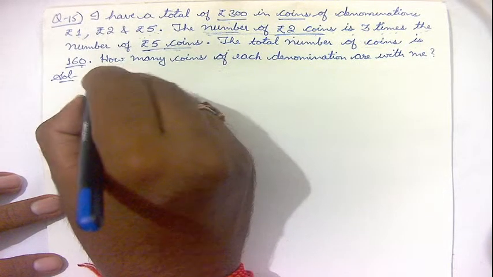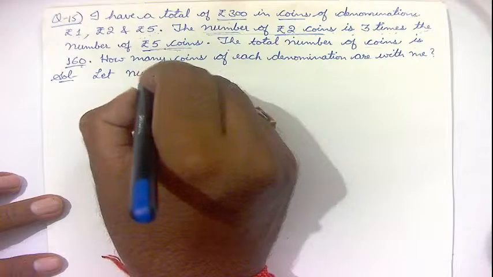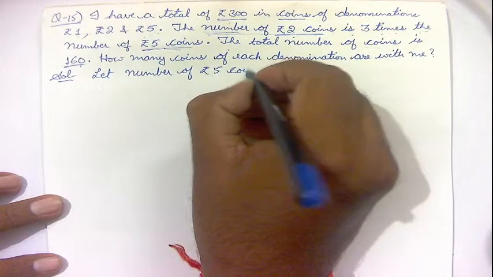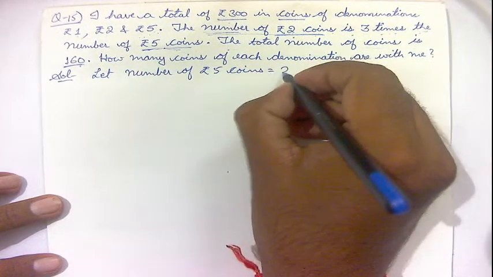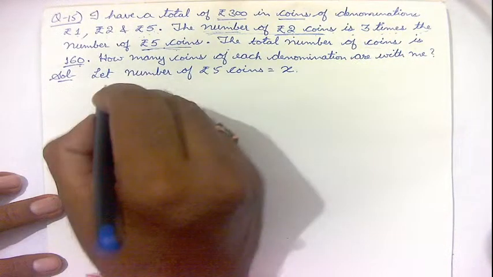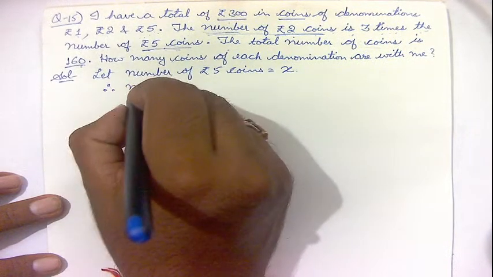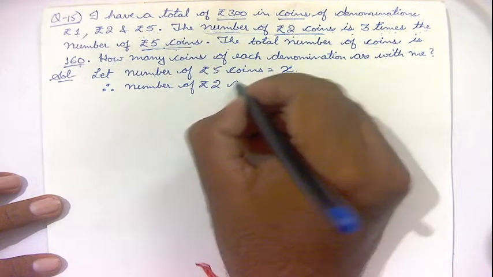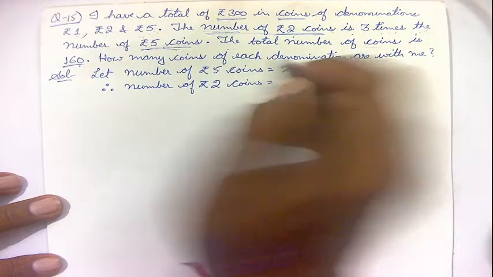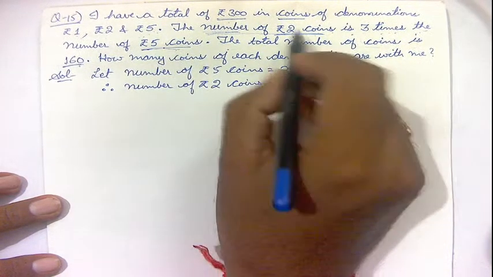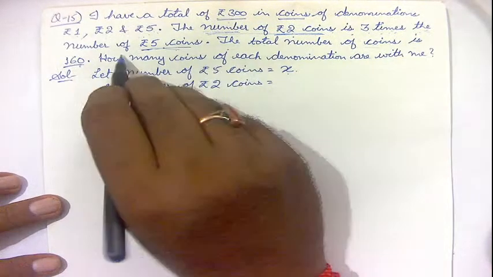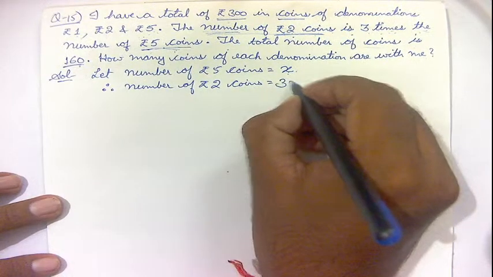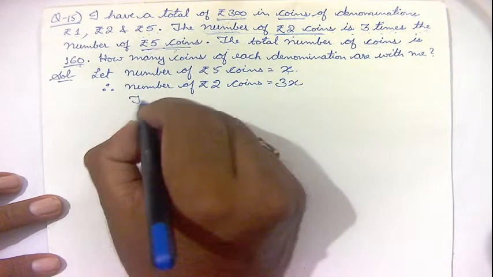So what we will do is, let the number of rupee 5 coins be x. Therefore, the number of rupee 2 coins, how many will the 2 rupee coins be? 5 rupee coins are x and what are 2 rupee coins? 3 times the number of 5 rupee coins. So if it is x, rupee 2 coins will become 3x.